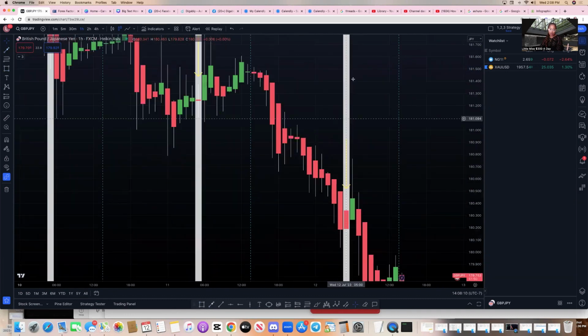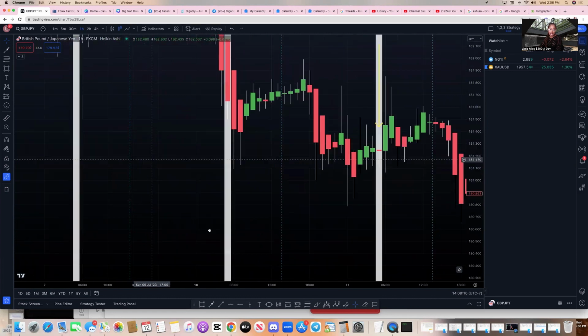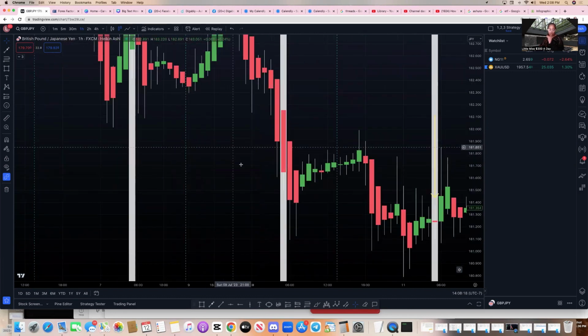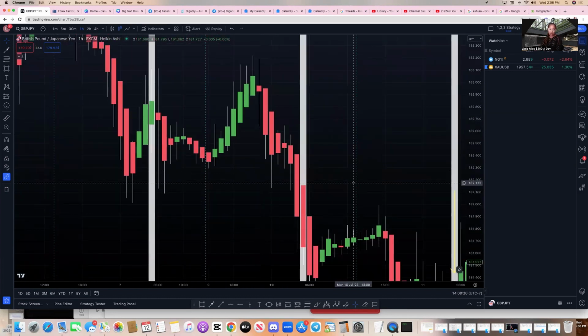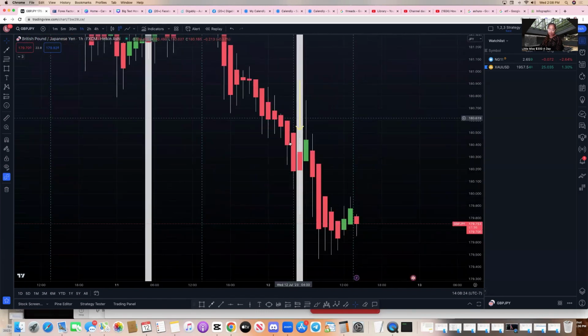So each of these white zones, I call them my kill zones. Every day it just highlights in white what the opening candle is. I don't trade before this candle in this white zone. The opening candle. I don't trade before the opening candle closes. I'm only taking trades as early as the very next candle.